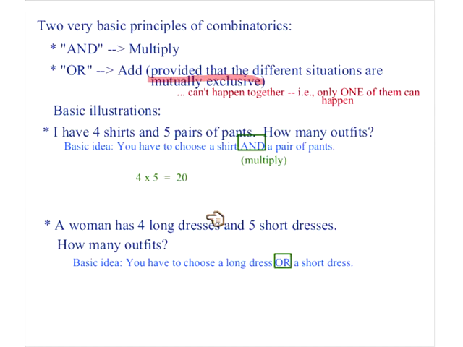You can't have both a long dress and a short dress at the same time. So it's an or situation, and it's a mutually exclusive situation. So you add these. Add them, that produces an answer of 4 plus 5, or, yeah.